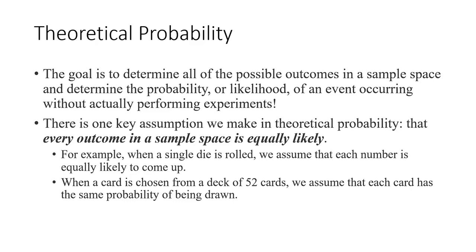We're theoretically going to determine what the probability of a particular outcome might be. What we assume in this case is that every outcome in the sample space is equally likely. So if we flip a coin, heads and tails is equally likely. When we roll a single die, all of the numbers 1 through 6 are equally likely. If you randomly choose a card from a deck of 52, all of those cards are equally likely. And so that's the main assumption that we're going to make when determining the theoretical probability.